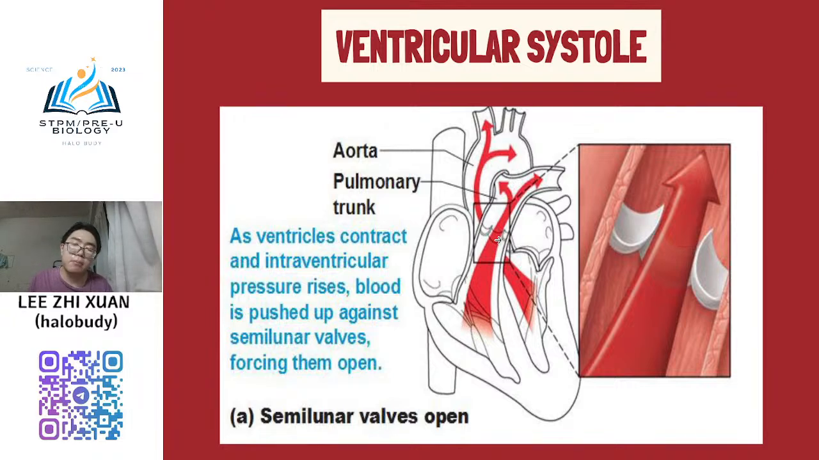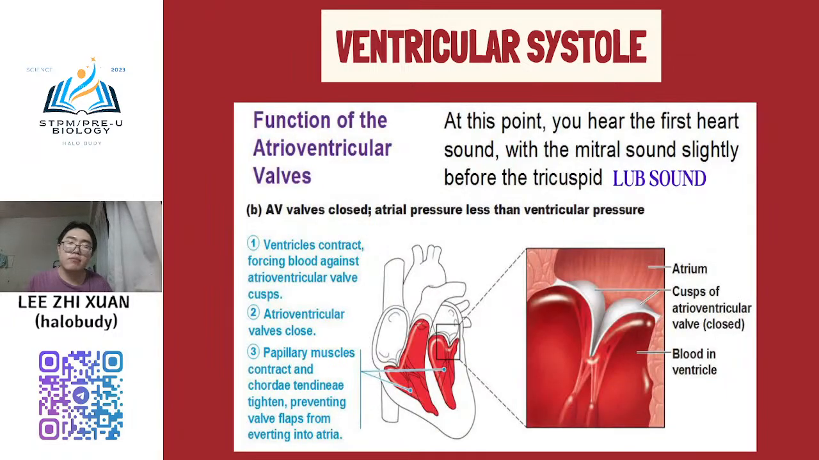Dia akan menyebabkan semilunar valve ni akan terus buka kerana pressure dia terlalu tinggi sangat. So now your ventricle pressure is very high, and the volume is decreased. So this is what happens in ventricular systole.